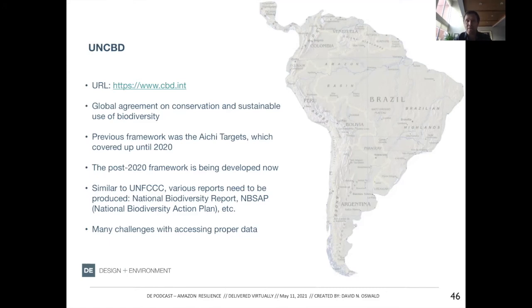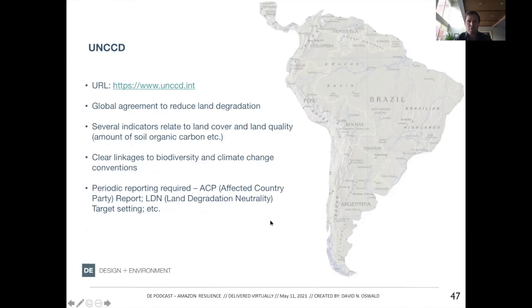In fact, we're going to have a guy from the UNCBD in 2 weeks, I think it's 2 weeks, David Ainsworth. We'll talk all about this stuff, what's actually happening, how they work. It's similar to the UNFCCC, with various reports that need to be produced. They do a national biodiversity report done by each country, something called an NBSAP, National Biodiversity Strategy and Action Plan, and other reports. There are many challenges with accessing proper data for biodiversity. That's one of the big issues there. And lastly, UNCCD, here's the URL, Global Agreement to Reduce Land Degradation.